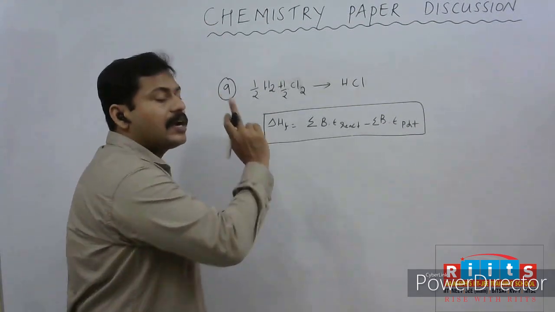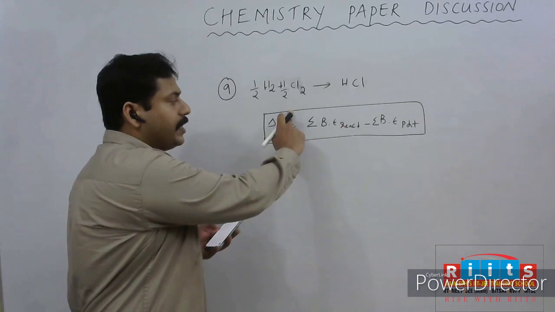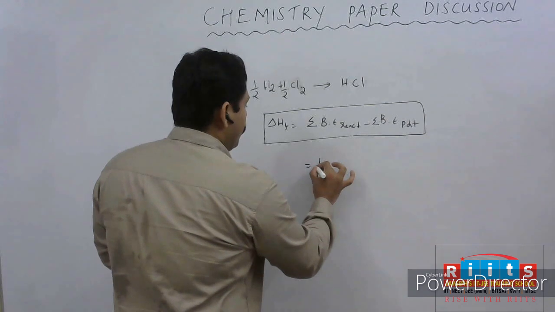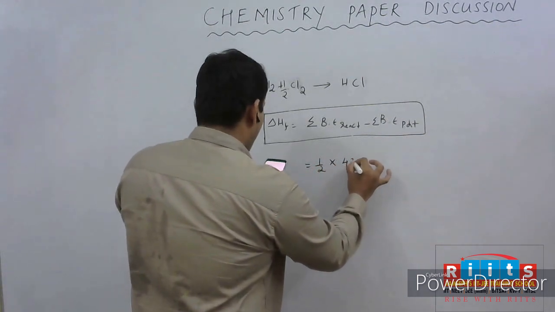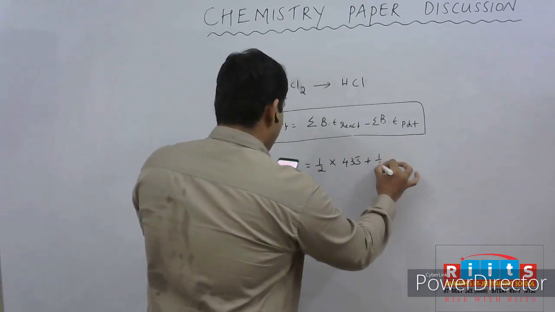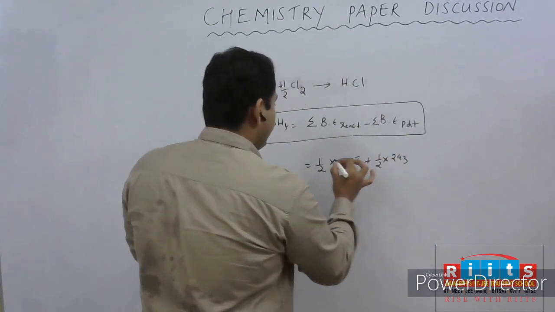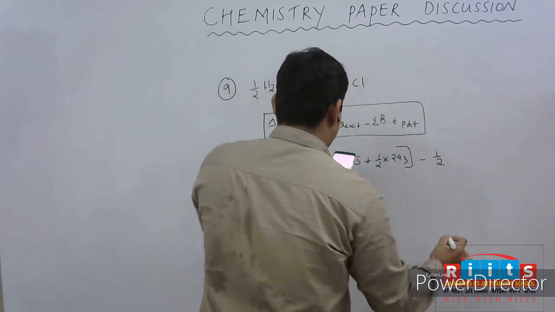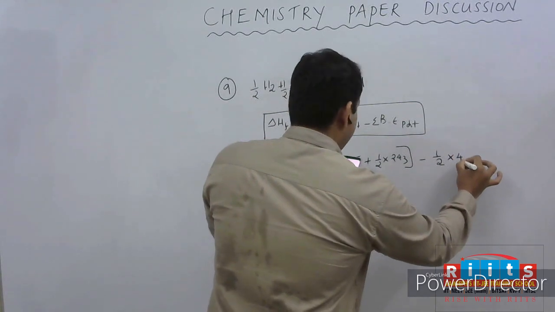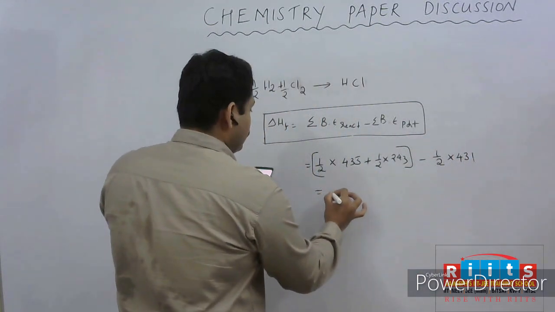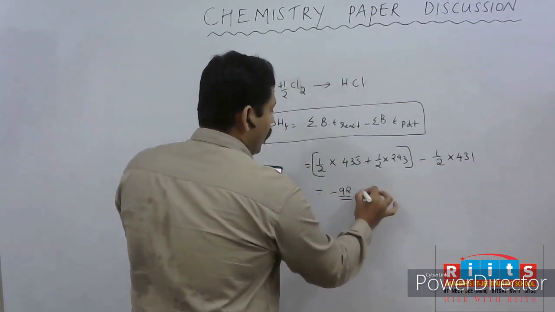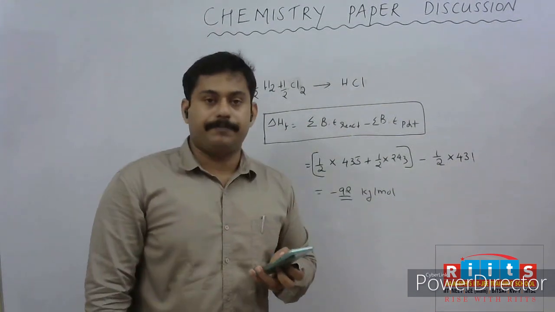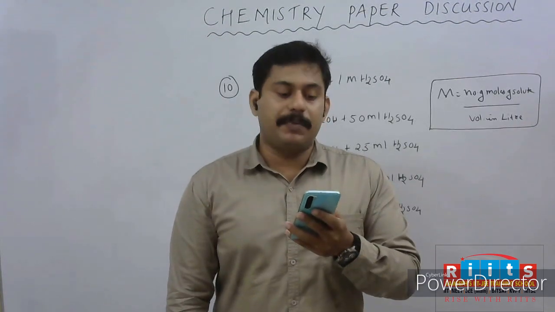So we know the equation: delta H formation is equal to, in terms of bond energy, the sum of reactants minus products. So let me do that. Half into, what is the H2 value given? That is 435, plus half into 243, right? This minus half into, what is the product value there? We are given 431. So I will get the answer as minus 92 kilojoule per mole. So this is the correct answer.